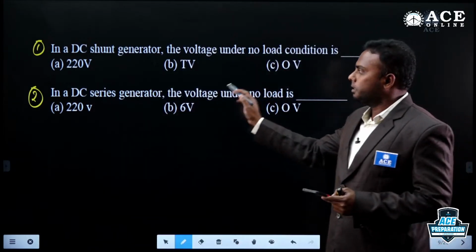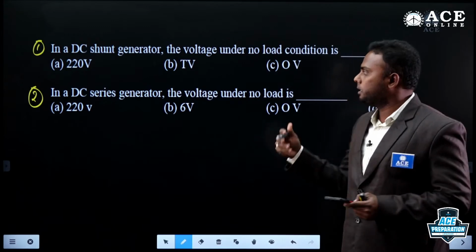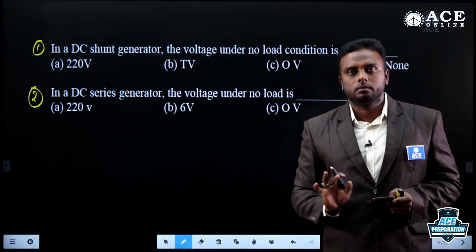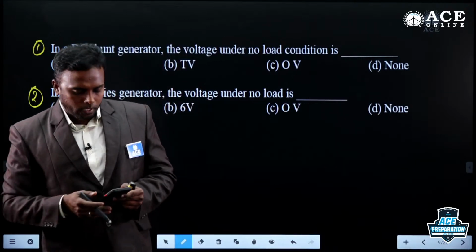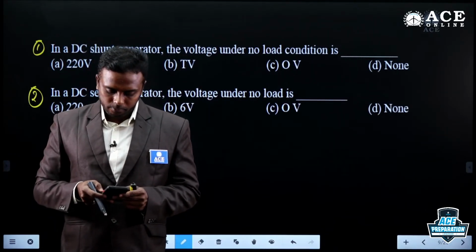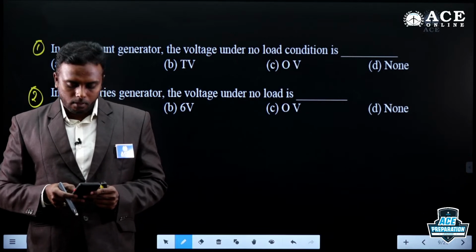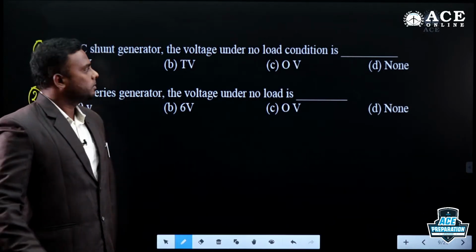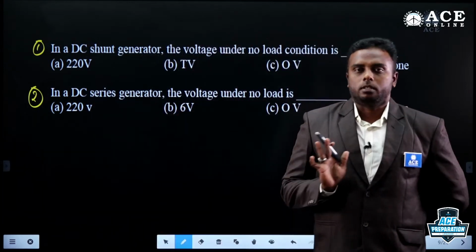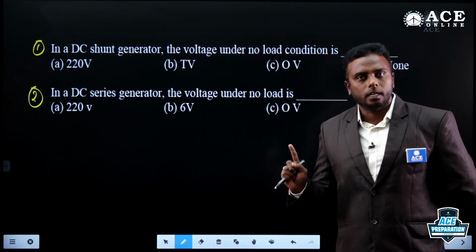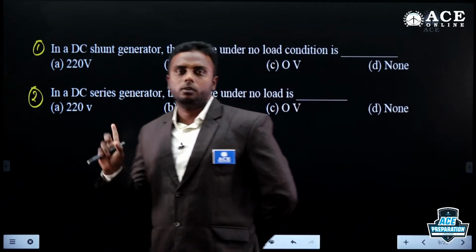See, that was for the shunt generator, and the second question is the same. In a DC series generator, what is the voltage under no load condition? Same question for the series generator. Voltage under no load condition. Yes, observe here. For the shunt generator, the voltage induced under no load is the rated voltage. Even when the generator is at no load, voltage will build up in it.